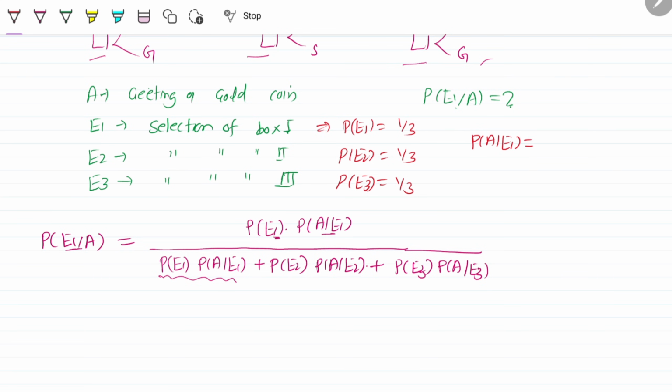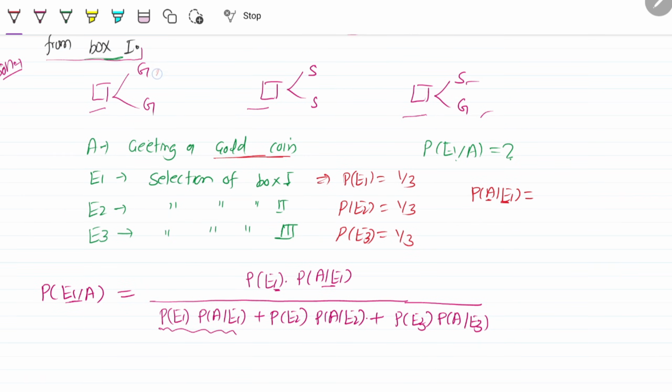Next, what is P(A by E1)? A means getting a gold coin from box 1. So you see box 1, both are gold coins. It means total 2 and in your favor also 2. So 2 by 2 is 1. And it is very sure, if you are selecting a box in which both the coins are gold, if you take out a coin, 100% it will be a gold coin. That's why P(A by E1) is 1.